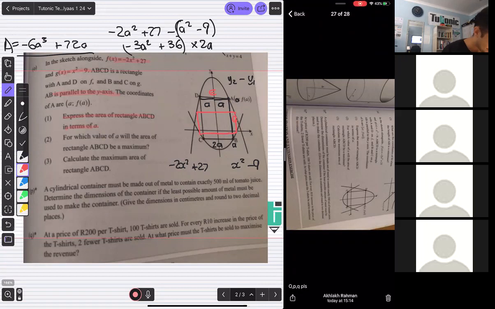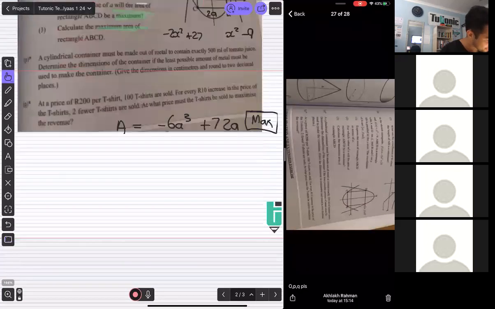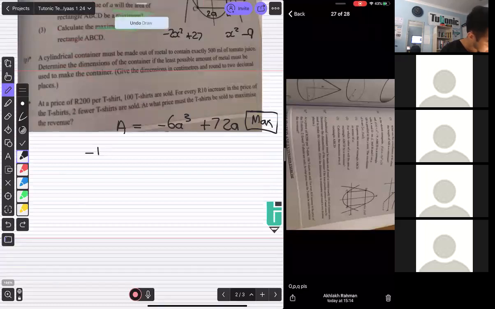And they're going to ask me a question. I know they're going to ask me, what's the maximum? If I told you, you've got an equation for the area. The area is minus 6a cubed plus 72a, and you want the maximum. How are you going to do it? You get the first derivative of the area, then work out A, and then sub A back into the original formula of area.